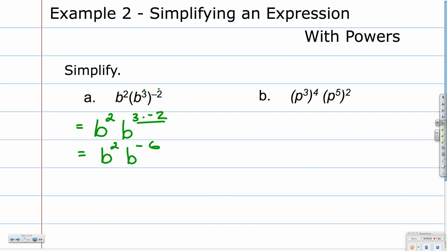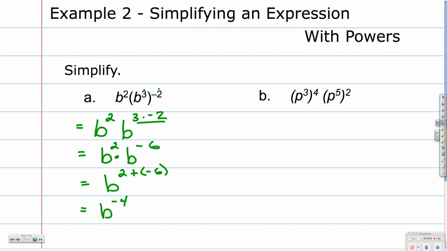Now we're going back to continue to simplify this. We're going back to lesson 8.1 and using the product of powers property, where it says if we are multiplying the same bases, we have b to the second times b to the negative 6. As we learned in lesson 8.1, we need to rewrite that with one base b, and that would be b to the 2 plus negative 6 power. We simplify what's in the exponent: 2 plus negative 6 gives us b to the negative 4 power.